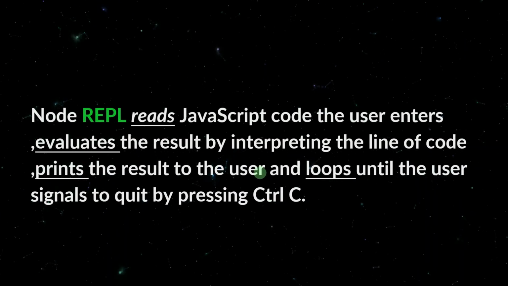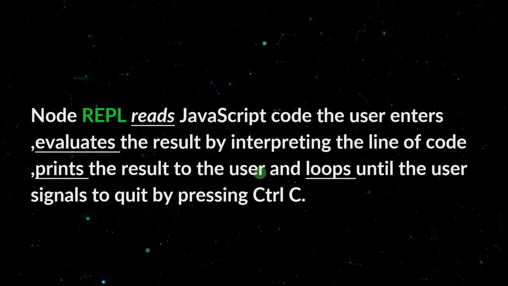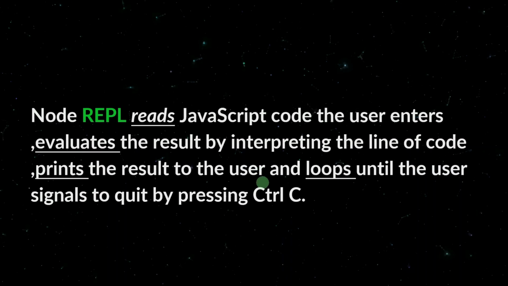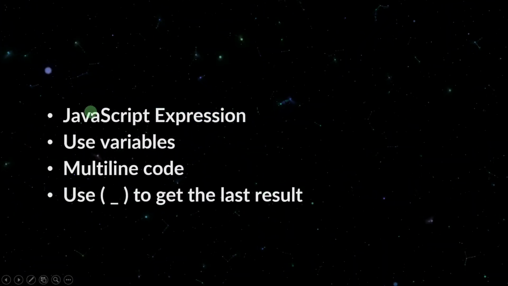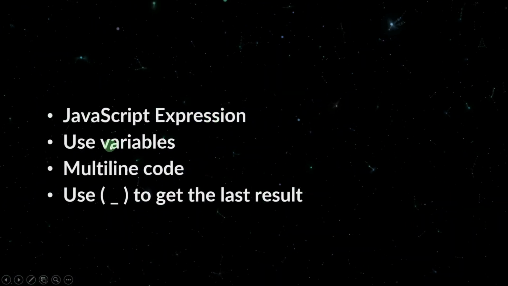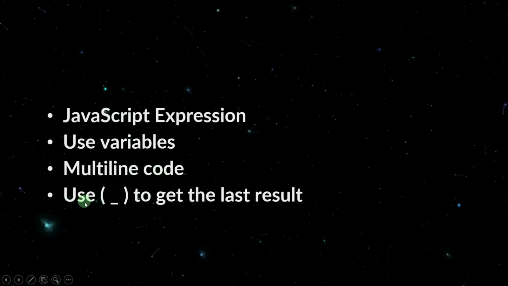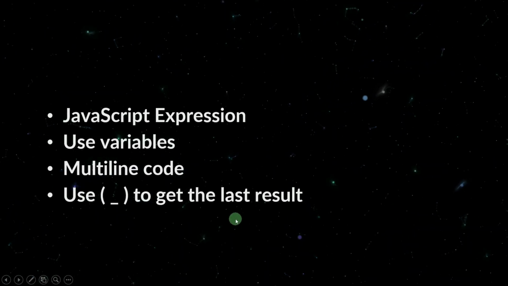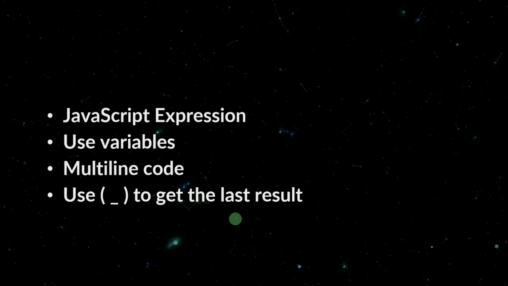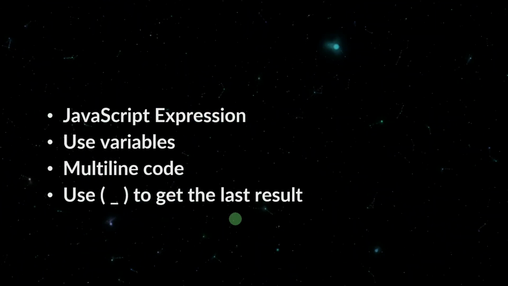And this feature of Node is very useful in experimenting with Node.js code and also to debug JavaScript code. And inside this REPL, we can write any JavaScript code. We can perform all these things. We can write code related to JavaScript expression. We can use variables. We can write multi-line code, and also we can use underscore to get the last result. And also we can enter into editor mode. So one by one, practically we will understand all this concept.